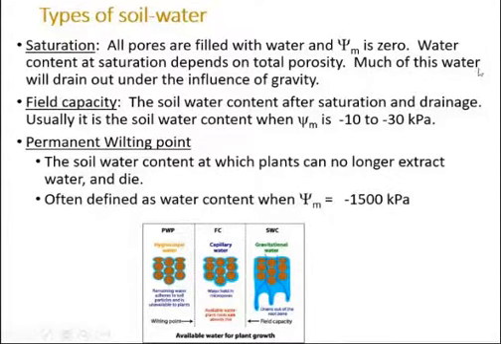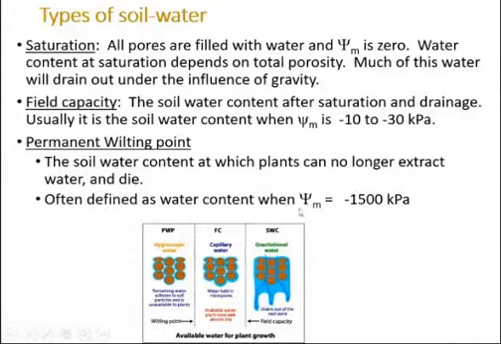In the field capacity, after some time the gravimetric moisture content drains, and there will be some water that is held in the soil. This is what we call the field capacity. The field capacity is the water content after saturation and drainage, when the gravimetric moisture content has drained naturally by the influence of gravity. Usually this moisture content is held at a matric potential between -10 and -30 kilopascal.